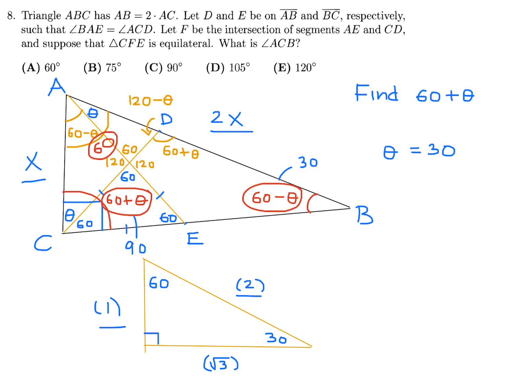And that's exactly what it is. So theta is indeed 30. So that means 60 plus theta is equal to 90. So number 8, the answer is C.